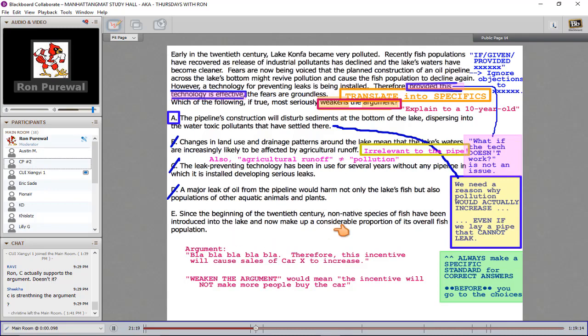And then E, non-native species of fish have been introduced into the lake. This is not an argument about how many fish are in the lake. This is an argument about pollution. So which type of fish are in the lake is not really a thing here, because the argument is ultimately about pollution, not about fish.